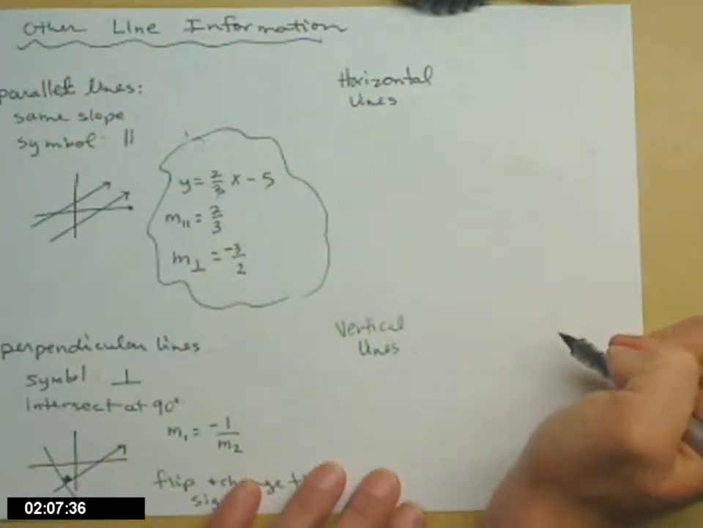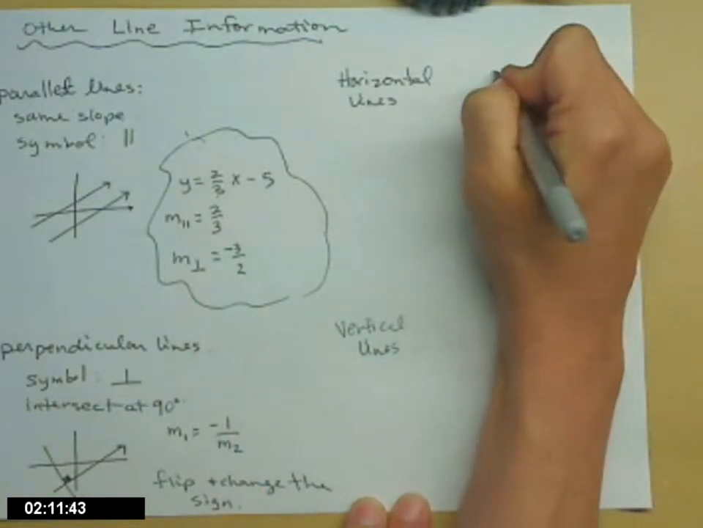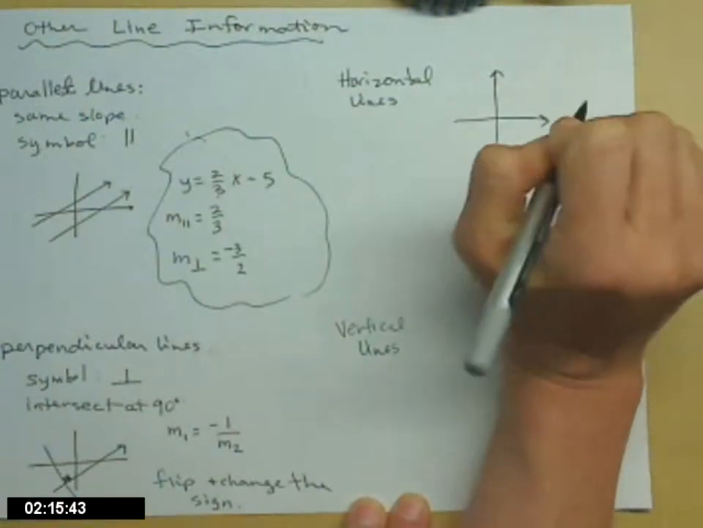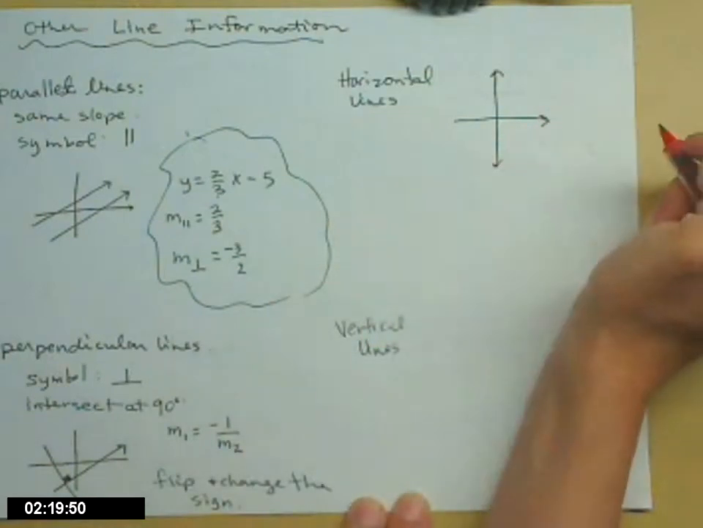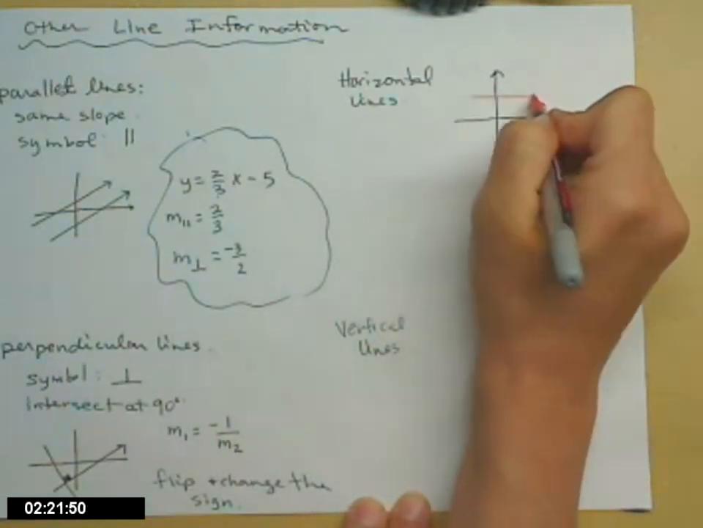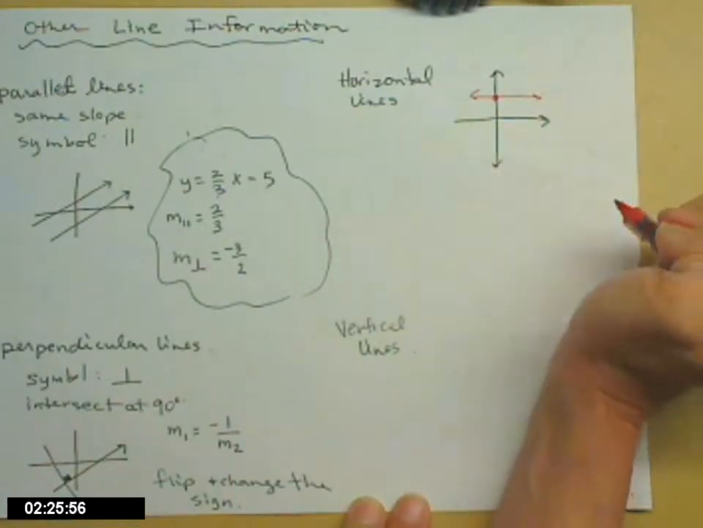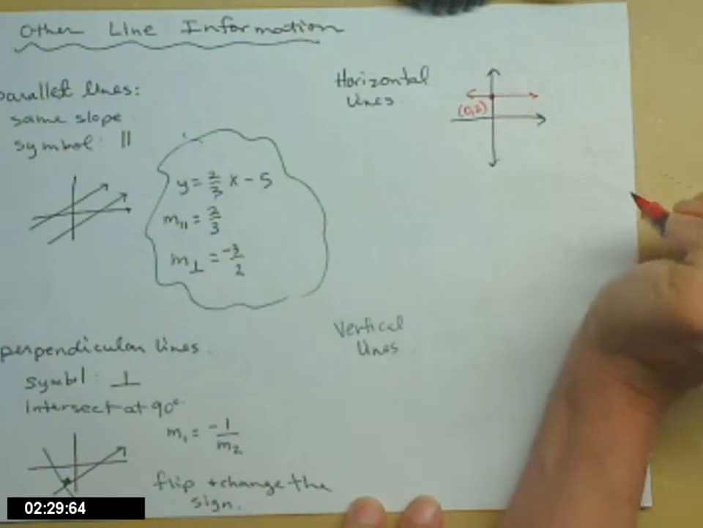The other 2 things that come up are horizontal lines and vertical lines. Here's how I come up with all I need to know. I draw a set of axes, and then I go in and I draw a horizontal line. Horizontal goes with the horizon. And then pick a point. I usually pick the axis, and let's say that this goes through 0, 2.